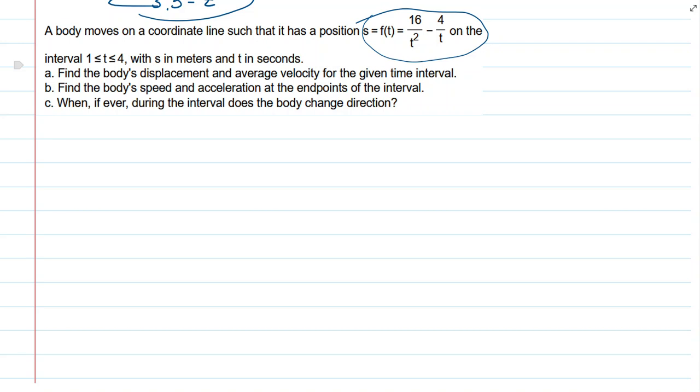So here, our interval is 1 to 4 inclusive. Okay, not from 0, from 1. With S in meters and T in seconds. Find the body's displacement and average velocity. So our displacement is S of 4 minus S of 1. All right, very good.